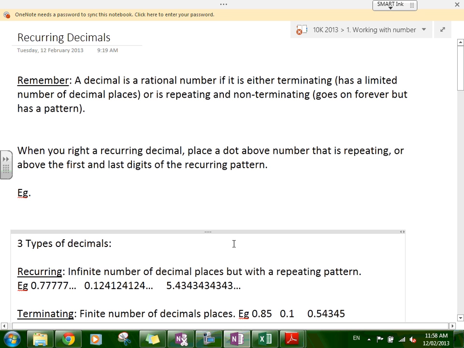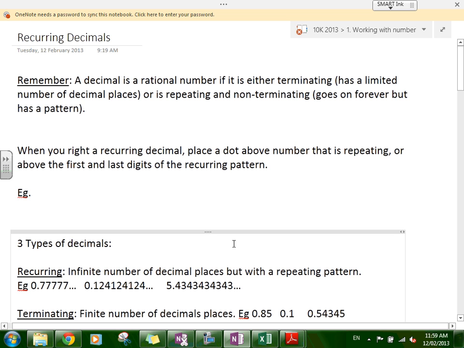Okay, so today we're going to talk about recurring decimals as well as just a little bit about decimals and fractions. We did that last week, but I'll briefly go over it. So a decimal is a rational number. Remember, we're talking about rationals, as in numbers that can be written as a fraction, a over b.